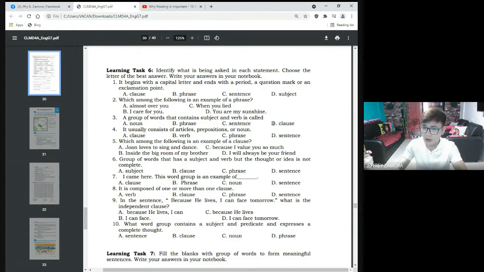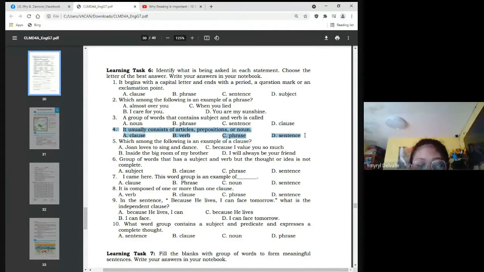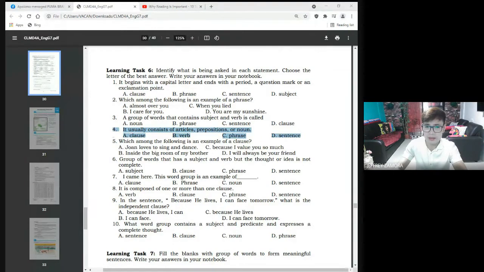Next, about the clause, always remember that it uses a conjunction at the beginning, with a subject and a verb. Like in this example, when you lied, there is a subject and a verb. That's already a complete thought. But there is a subordination here, letter C, when. So that's why it is a clause. Clear? Clear po. Okay, what about number 4, please?